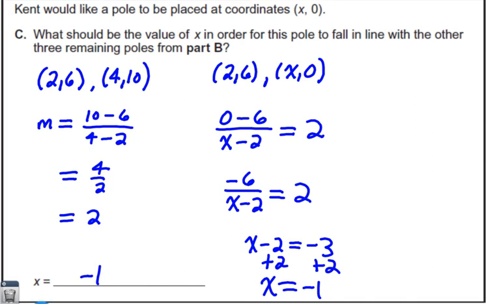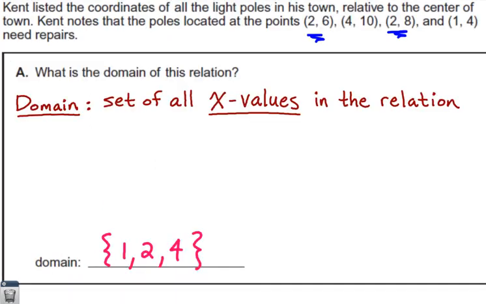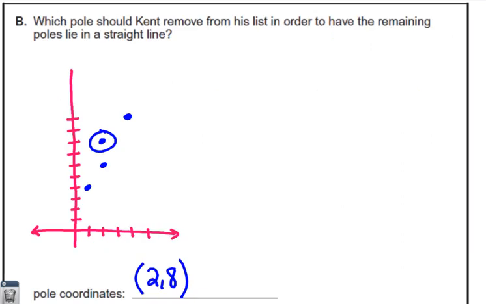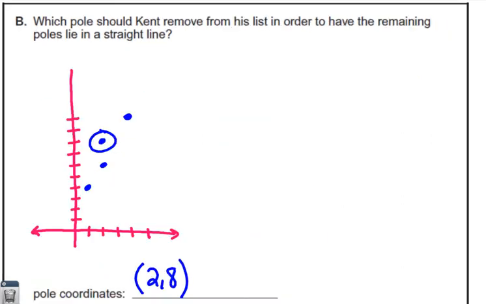Let's see if that works. Negative 1 comma 0, right? Would negative 1 comma 0 make any sense? Well, if we went down 2 over 1 again, bam, down 2. That seems right when you double check it with my rough sketch here graphically, okay?